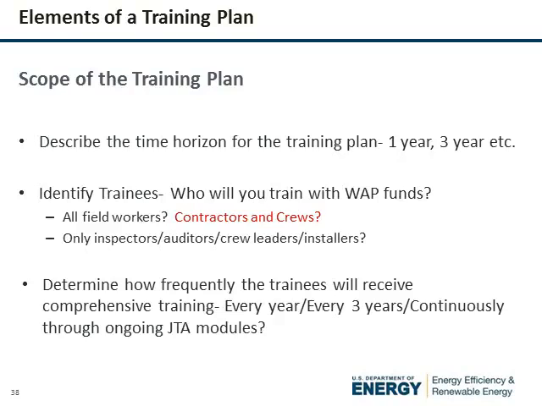Talk about how long this training plan is going to last. What time horizon are we talking about? And who are we talking about training? And then figure out from there how frequently each category of training is going to receive that Tier 1 training. We've talked about this a couple times. Do those inspectors need to go back through training every year, every 3 years? We're going to do it continuously through those modularized JTAs. Talk about that. So that's your scope: the time horizon, who's being trained, and how frequently they're being trained.